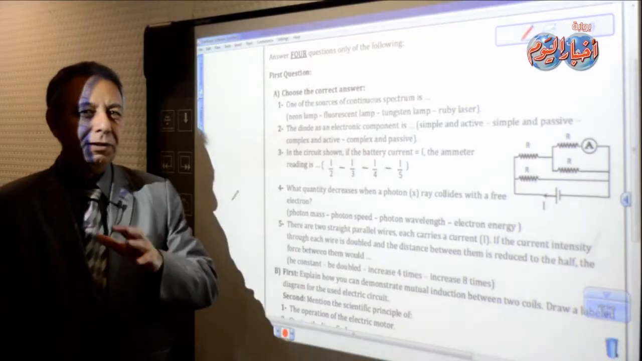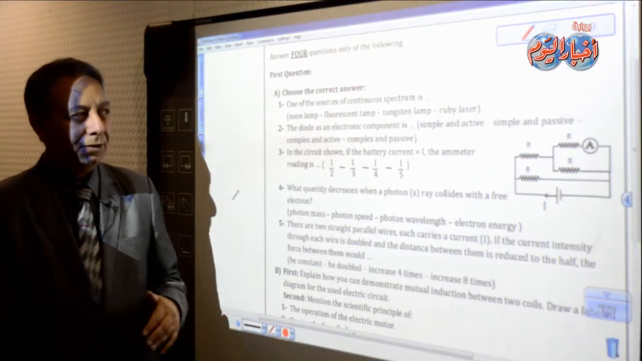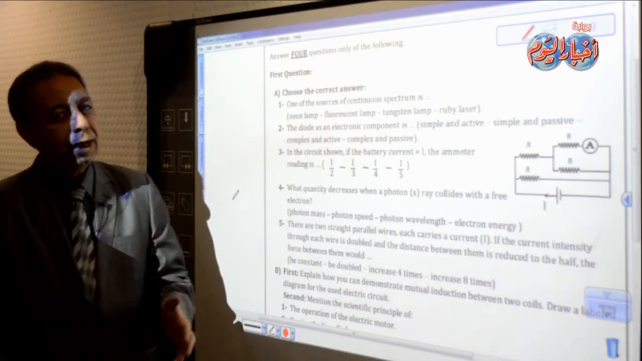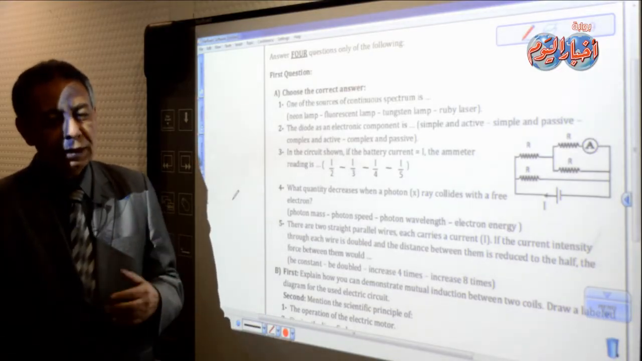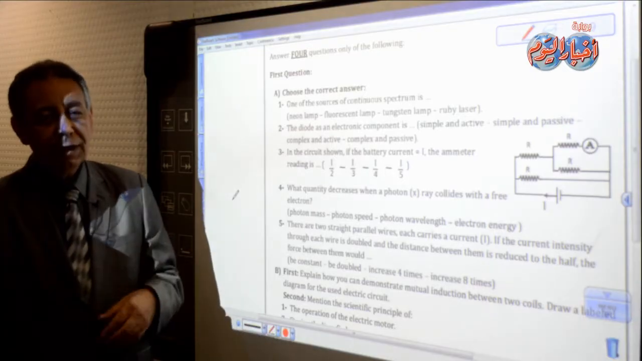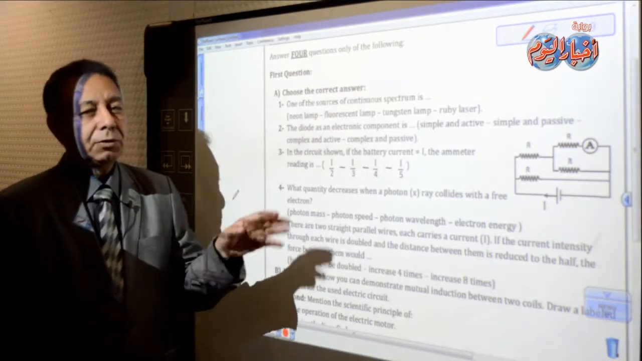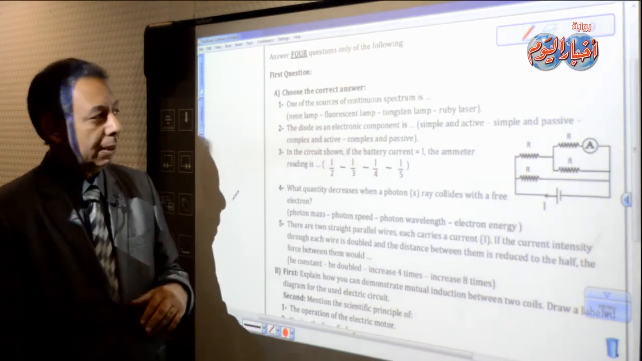We have here a model for physics for third secondary. We are going to discuss the questions and the answers and how to find the answer in a very quick and very easy way. Let's revise some information about every question when we discuss it.